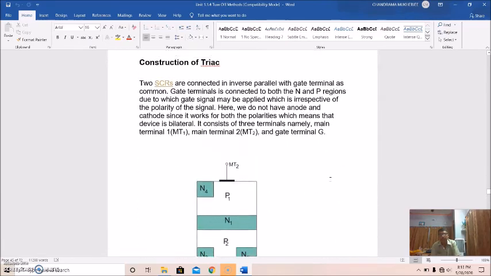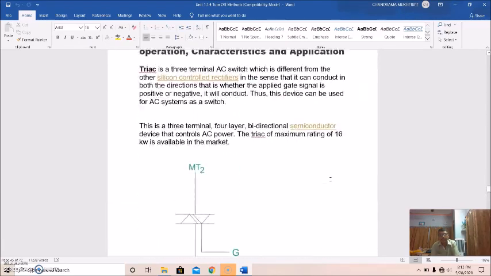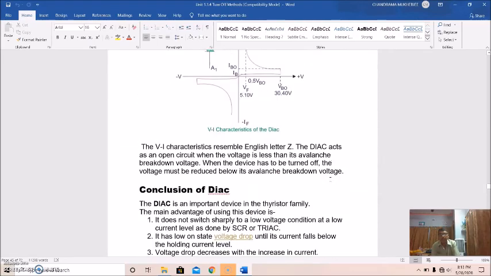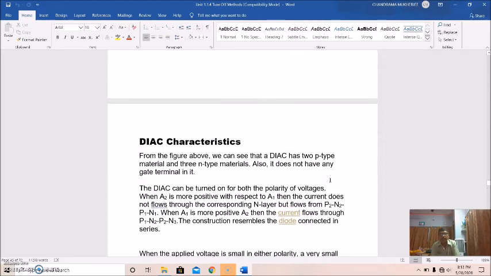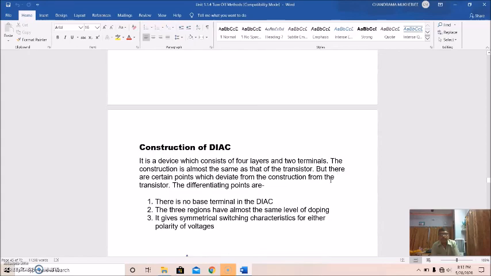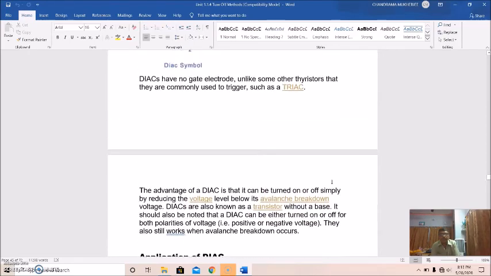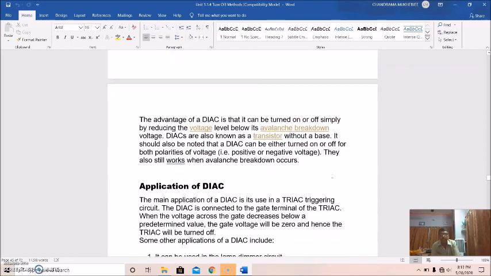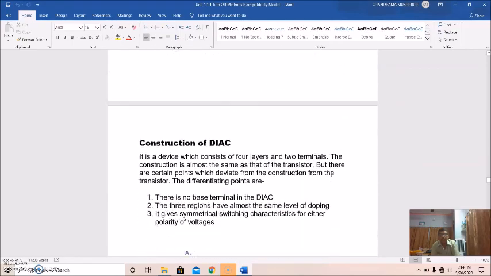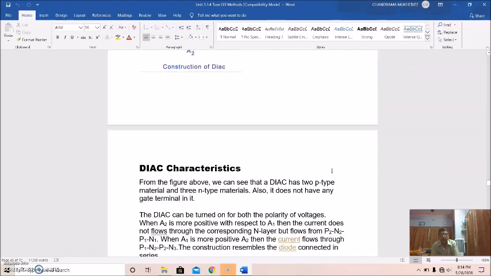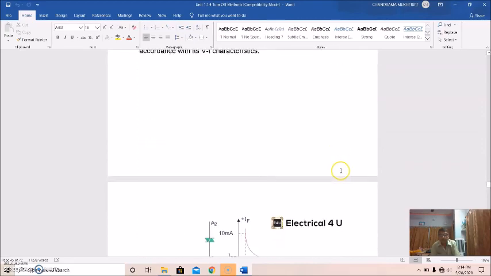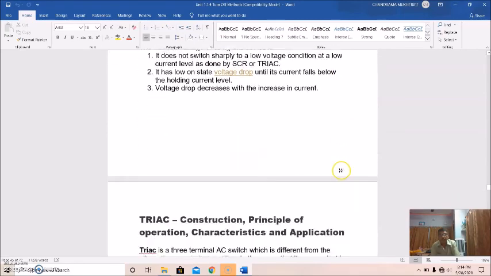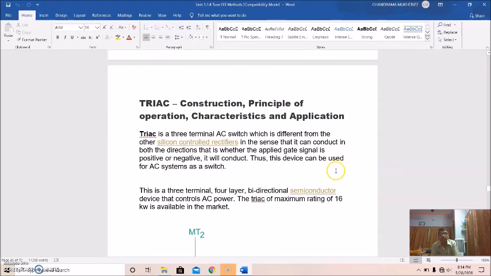Once again, I am telling you, we have discussed the DIAC, its construction, application, characteristics, etc. And then we discussed the TRIAC. These are the two important members of the thyristor family: its construction, operation, characteristics, and applications.